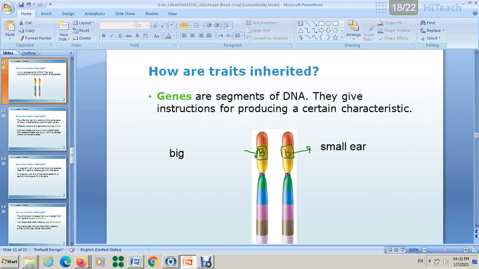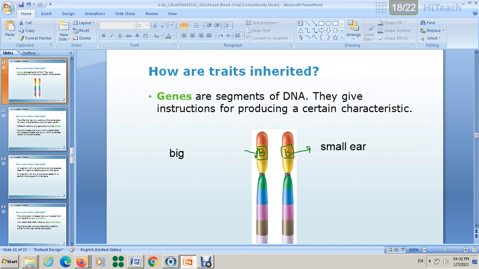If you have these genes from your mom and your dad, you have these alleles now. I'm going to use alleles because I'm talking about different versions, one from mom and one from dad, both of them together. For these two, because one of them is dominant and the other is recessive, for sure your ears will be big. The dominant trait will appear.